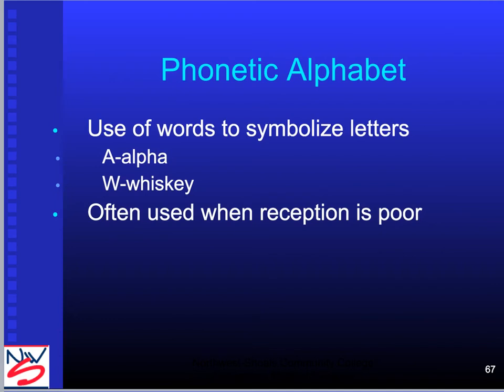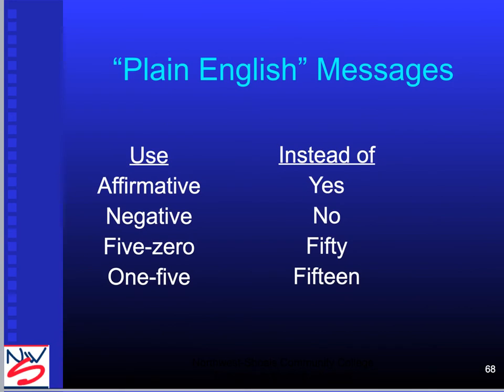I guess the exception for that might be if you're going to 155 George Wallace Boulevard, apartment A Alpha, they might say something like that. So we try to use affirmative versus negative, affirmative versus yes and no. 50 will say 50, 15 will say 15, because 50 and 15 sometimes get a little confused. In fact, with most numbers, we will just say something like 155, we would say is 155.